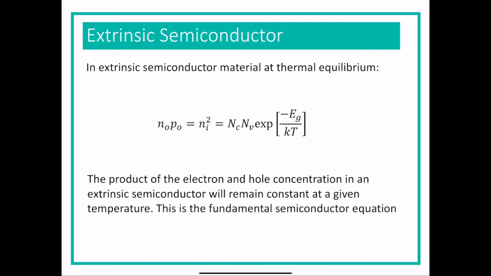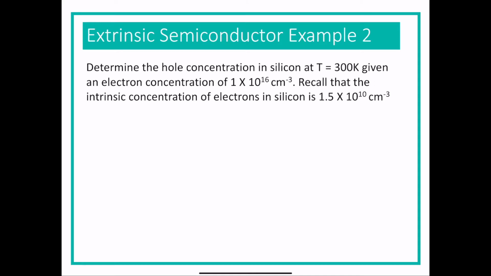So we can look up the intrinsic values in a table at 300 K for silicon or germanium or gallium arsenide, because somebody actually already did that. So if we want to find the hole concentration in silicon at 300 K, and we know the electron concentration, we can find the value of the holes really, really quickly. And this is something that you should be doing all the time.